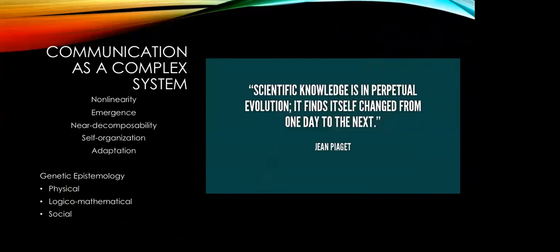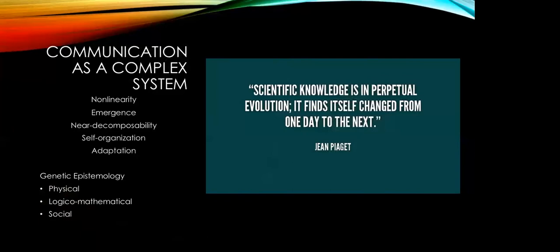Again, looking at epistemological systems, Jean Piaget was the founder of what is called genetic epistemology, where he basically asserts that scientific knowledge is in perpetual evolution, that it finds itself changed from one day to the next. And I do think that's what's happening in science in general, right? We discover new knowledge, or we discover that some previous knowledge we had was incorrect, and then we also have our different cultural biases or personal beliefs that come into the way we approach and try to understand phenomena. So there are definitely some coevolutionary patterns here.